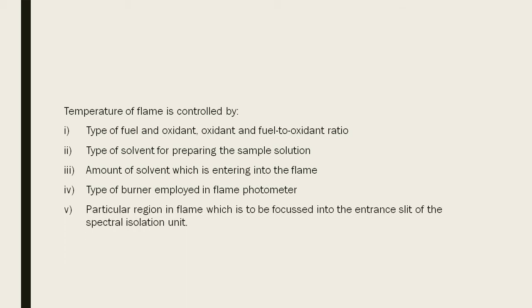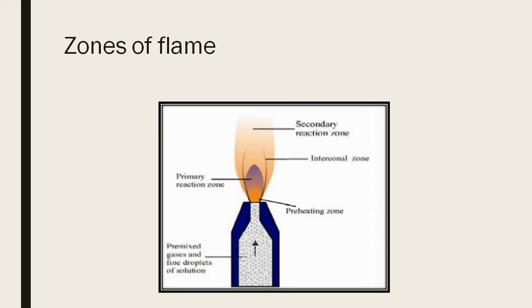Also, the particular region in the flame which is to be focused into the entrance slit of the spectral isolation unit is important for the temperature which is desired, because each and every region of the flame will have different temperatures. So for this we will see the zones of flame. As shown in the diagram, you can see the preheating zone, primary zone, interconal zone and secondary reaction zone.